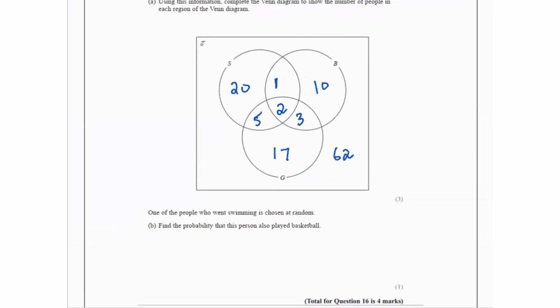Then it says one of the people who went swimming is chosen at random. Find the probability that this person also played basketball. So we highlight the set for swimming.